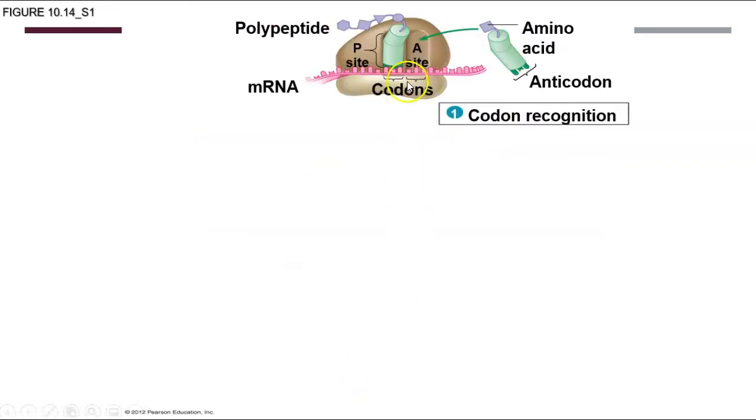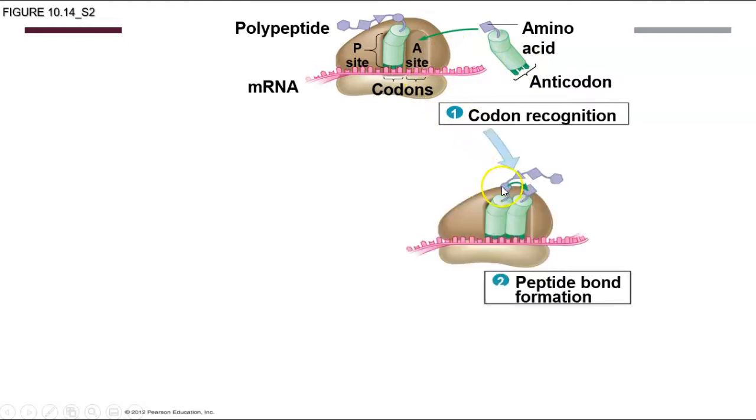Here's the process again. So there's our transfer RNA in the P site. Here comes our next transfer RNA to the A site, where codon recognition occurs, with the anticodon matching up to the codon. The peptide bond is going to form, and that's going to transfer the polypeptide over to the transfer RNA in the A site.